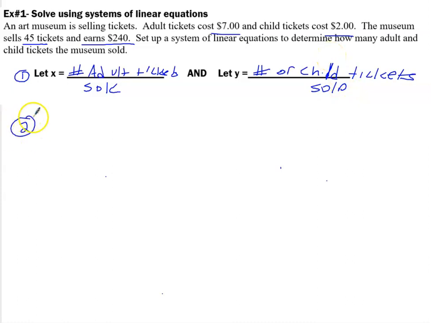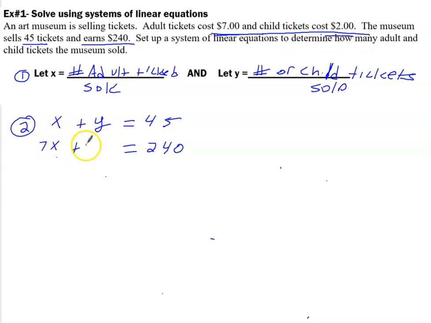The second point that you are going to get is for setting up your equations. So here we have two totals: a total of 45 tickets sold, and a total of earning $245. So the number of tickets is simply the number of adult tickets, which is x, plus the number of child tickets, y. That's going to equal 45. The other one is going to come from the sentence that adult tickets cost $7 and child tickets cost $2.